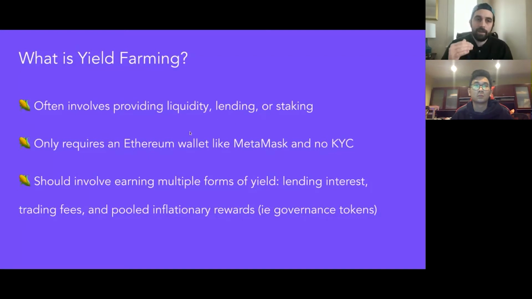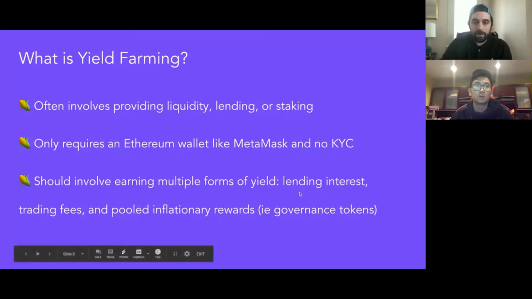And in terms of yield farming, it should only require something like MetaMask, never require KYC. There's no sign up. This is your standard permissionless, trustless experience in DeFi. Now, what actually qualifies as yield farming, the way I define it, and I think this has become generally accepted across the community, is that you're earning multiple forms of yield. You are farming yield. And so you're essentially stacking different ways to earn, which happen to normally be symbiotic. They tend to benefit one another.